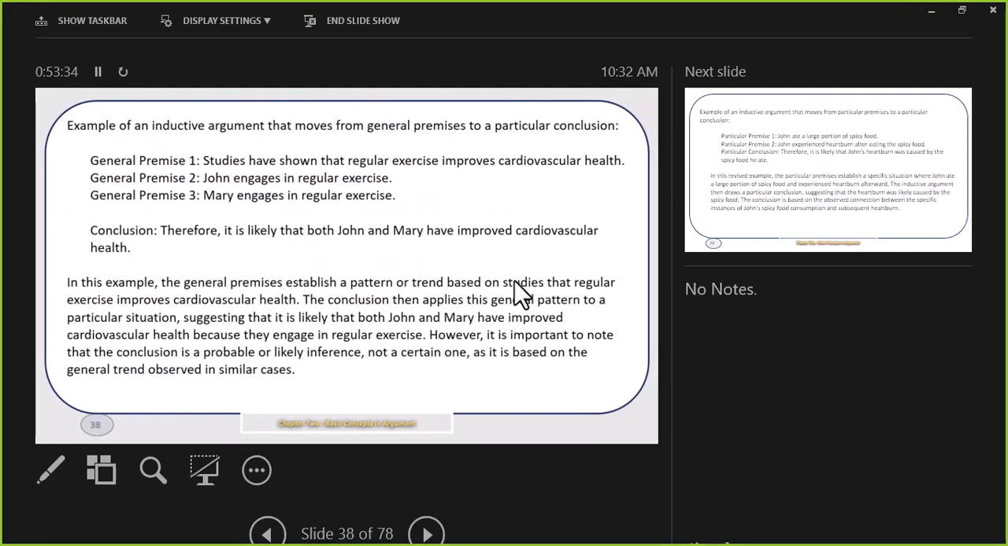The same thing is true for an inductive argument. An inductive argument can proceed from general premise to particular conclusion. Studies have shown that regular exercise improves cardiovascular health. John engaged in regular exercise, Mary engaged in regular exercise. Therefore, it's likely that both John and Mary have improved cardiovascular health. It is an inductive argument that proceeds from what? From particular premise to what? General conclusion. But it is an inductive argument.